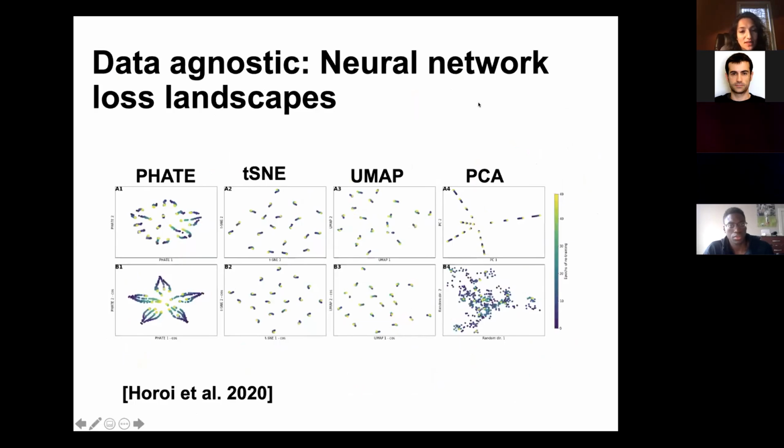But I want to mention that these algorithms are all basically data agnostic. A lot of people are worried that they only work on single cells or only work on this data or that data. Everything about these methods is very generic. And in fact, here's a visualization of neural network loss landscapes, like how well the neural network performs at each of these parameter settings as it's improving during training.